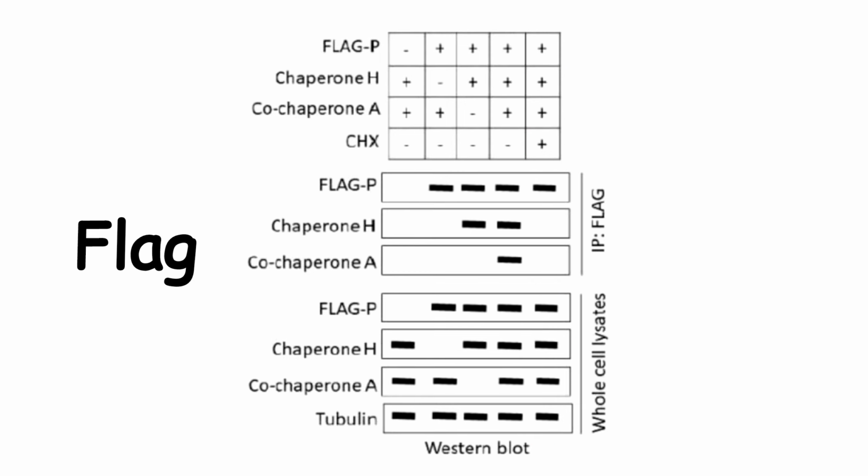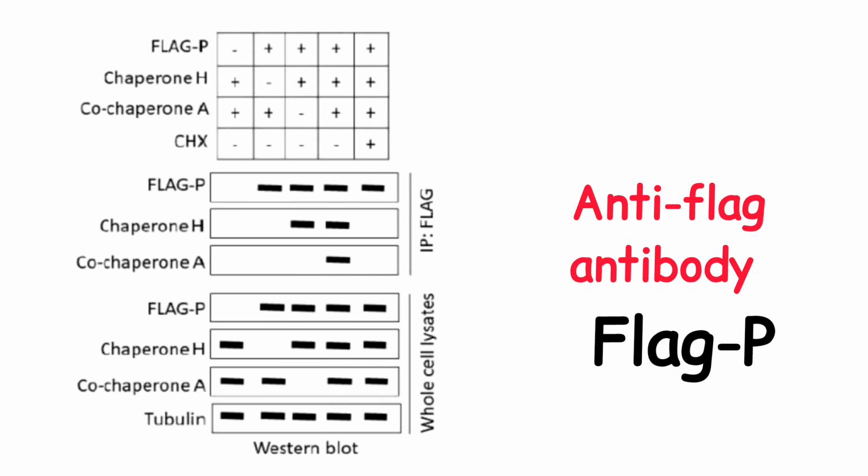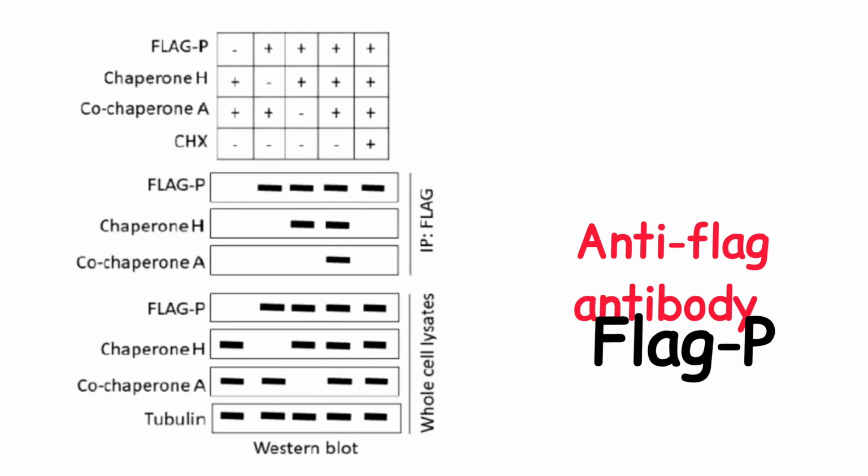Do you know what flag is? It is a short peptide tag that is artificially attached to protein P. Protein P itself may not have a good antibody, so researchers add a flag tag to it. This tag does not change the function of protein P but allows us to specifically detect or isolate it using an anti-flag antibody. So flag-tagged protein P means that protein P is fused with the flag tag and can therefore be specifically recognized by an anti-flag antibody.